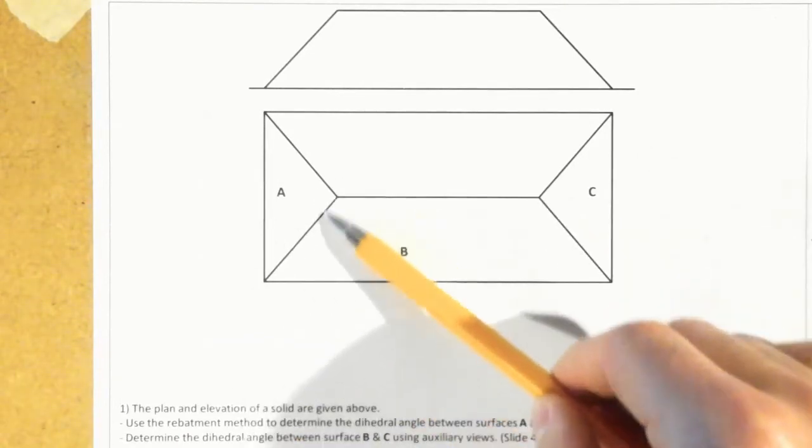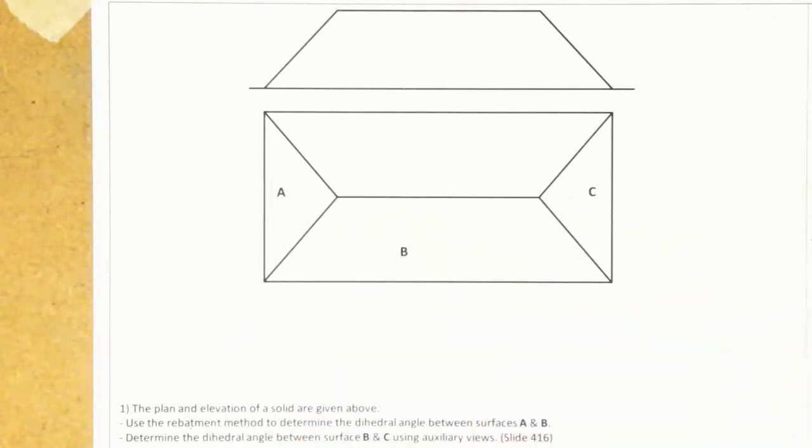What that is going to actually create is an angle that is in between those surfaces. Once again, that is known as the dihedral angle. And we're going to be learning about the methods to find how to work out what that angle is.